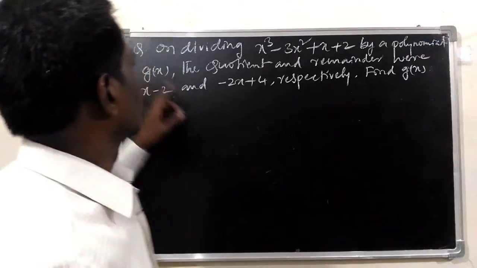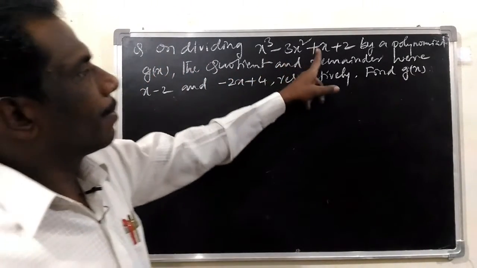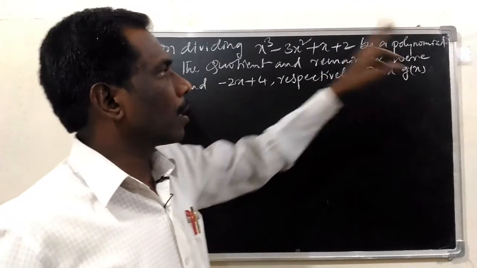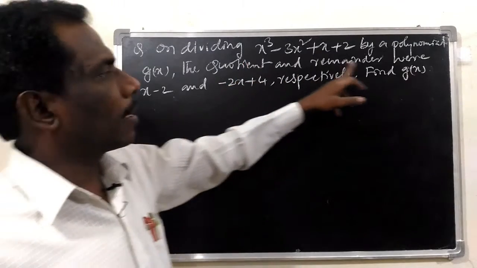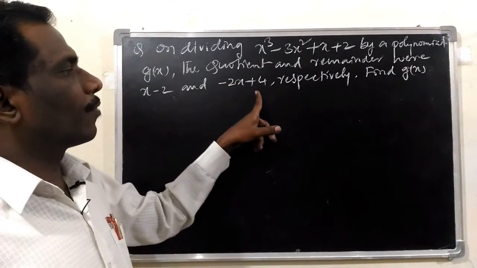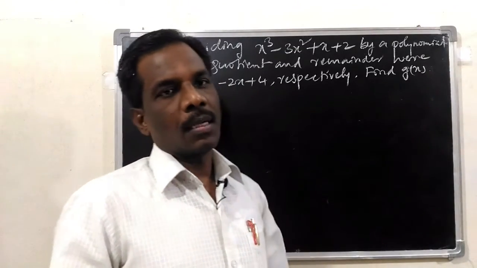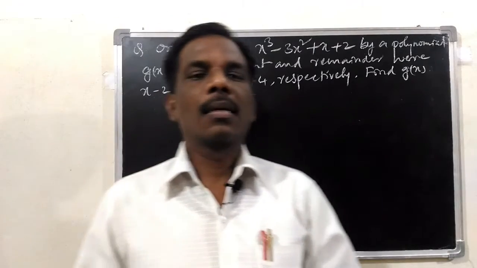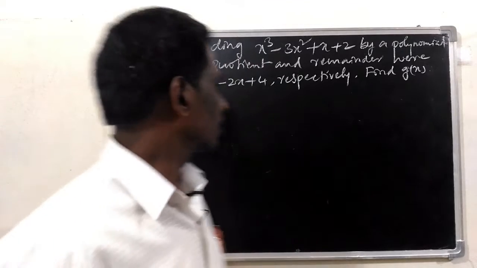Question: on dividing x cube minus 3x square plus x plus 2 by a polynomial g of x, the quotient and remainder were x minus 2 and minus 2x plus 4 respectively. Find g of x. This will be done by using the division algorithm equation.